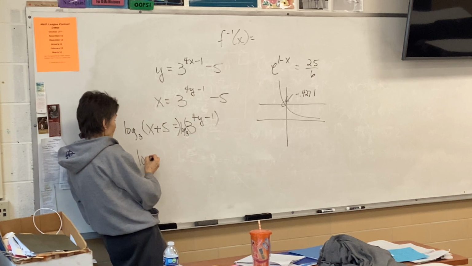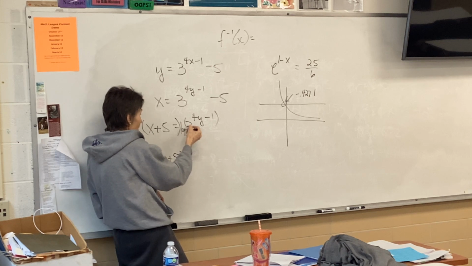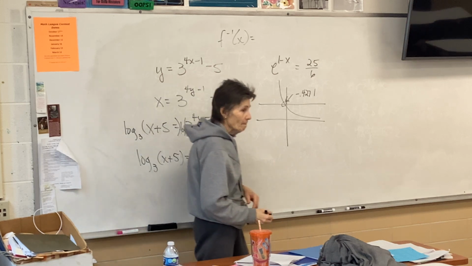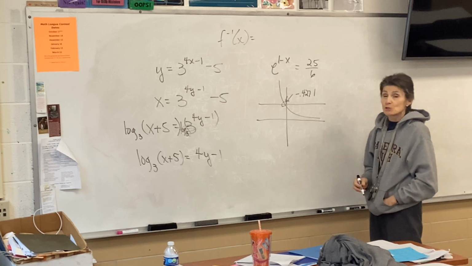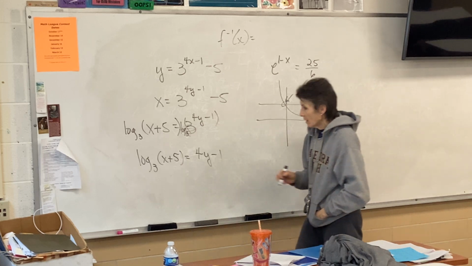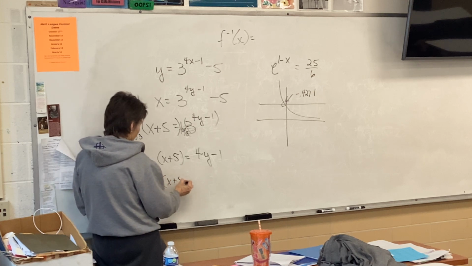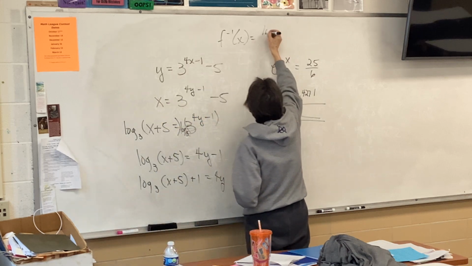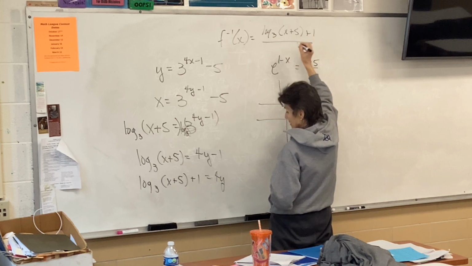Because when I do that, when I log base 3, a 3, that goes away, and I'm just left with 4y minus 1. The log base 3 of 3 is 1. They cancel each other out. Just like the log base e of e is 1, ln e. This is the same thing. All right, so I add 1, and divide by 4. So my inverse is the log base 3 of x plus 5 plus 1 over 4.